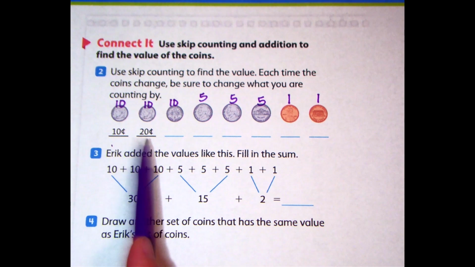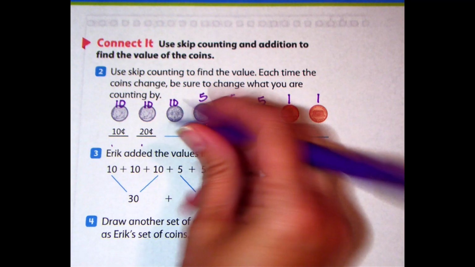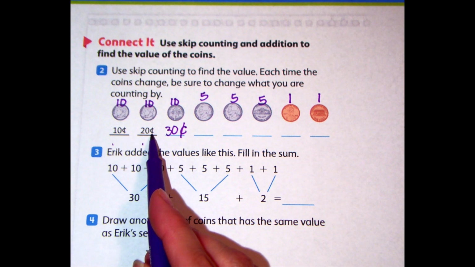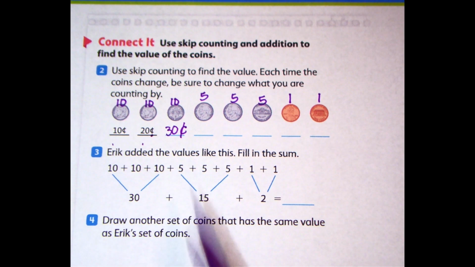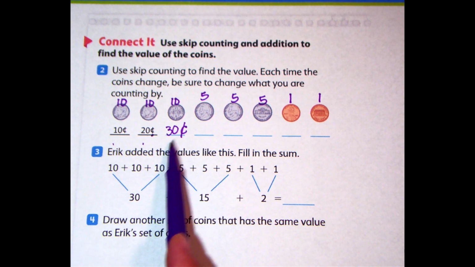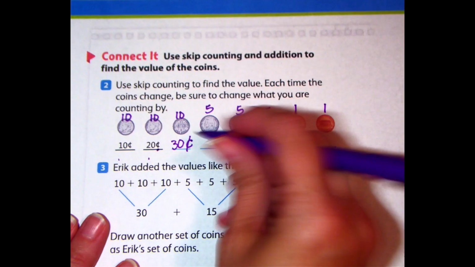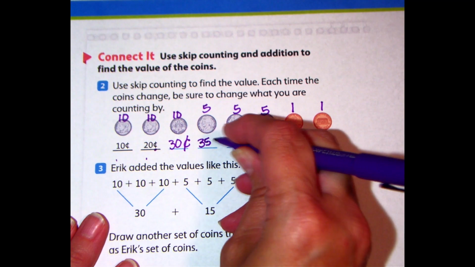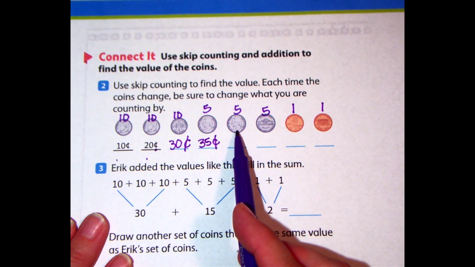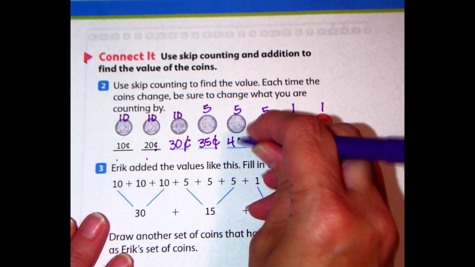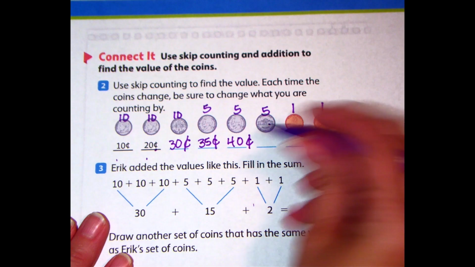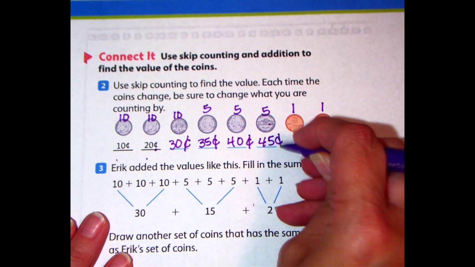So here I have 10, 20, 30. So I'm going to write 30, and I'm going to put my cent sign, which is the little C with the line through it. Now I have a nickel, so I'm not going to say 40 because I only have 5 cents. So I get 30, 35. Okay, just like when we were counting our numbers. So now we have 35 plus 5 is 40. Never forget to put your cent sign. So I have 40 plus another 5 is 45 cents.